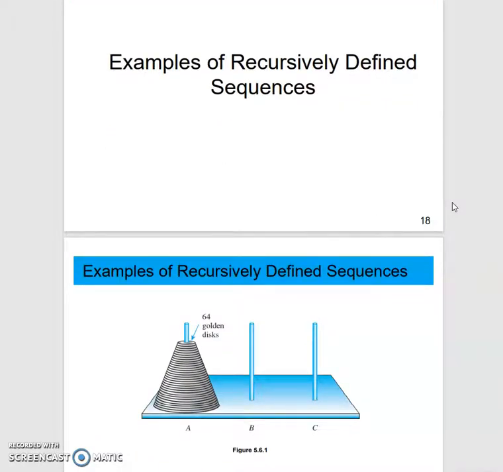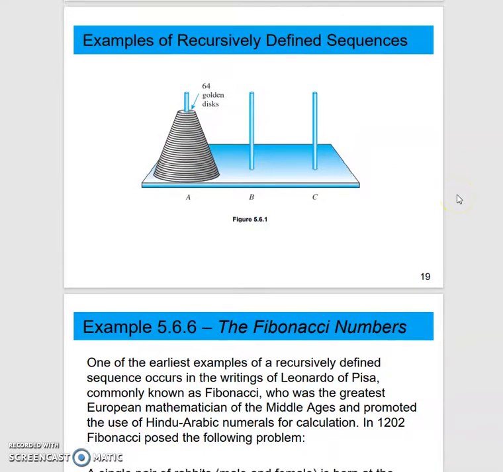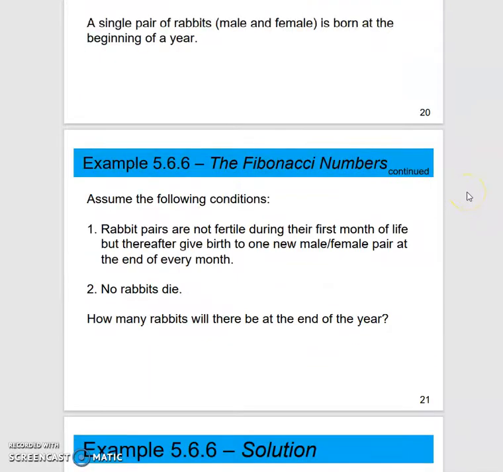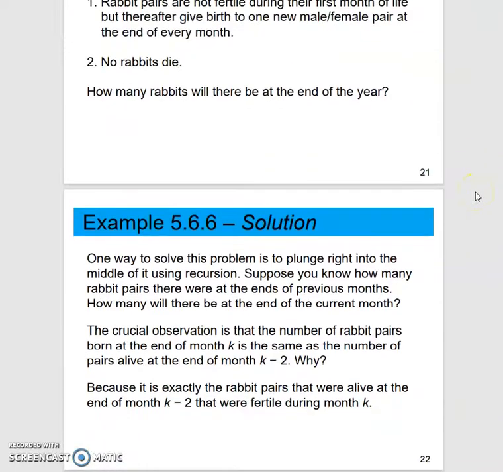Let's look at a recursively defined sequence. That's what I'm going to care more about. Here's a picture. And let's talk about the Fibonacci numbers, named after Fibonacci. These are based on how rabbits multiply as they have babies.